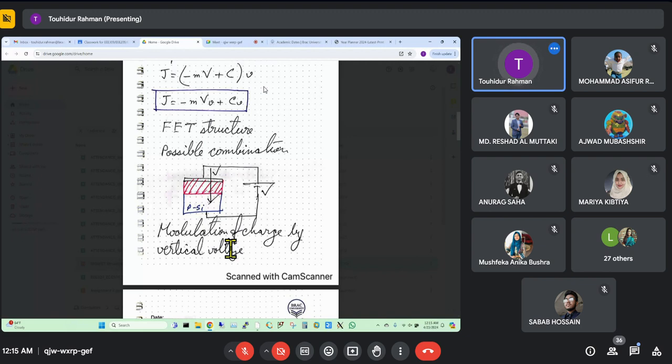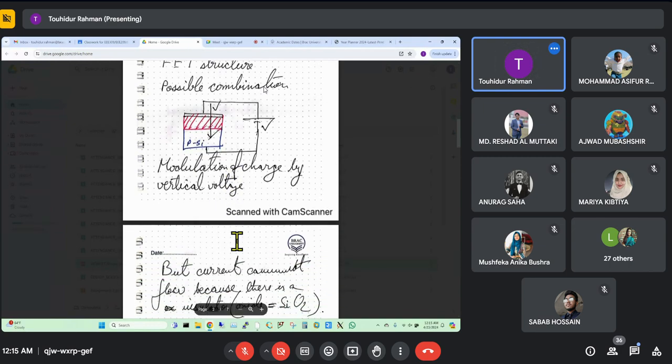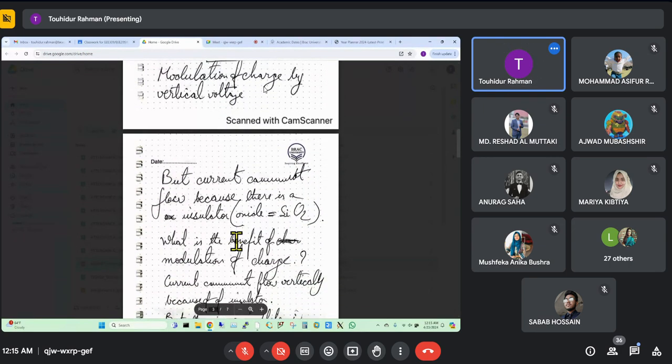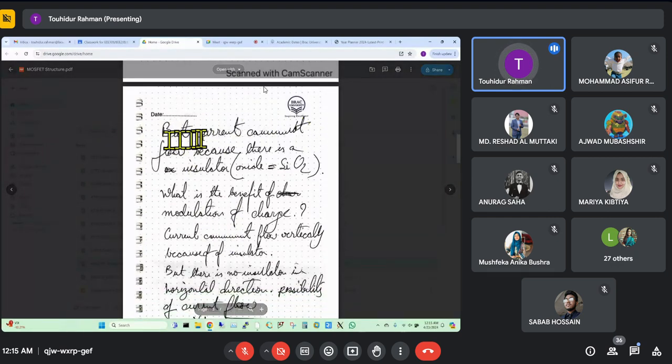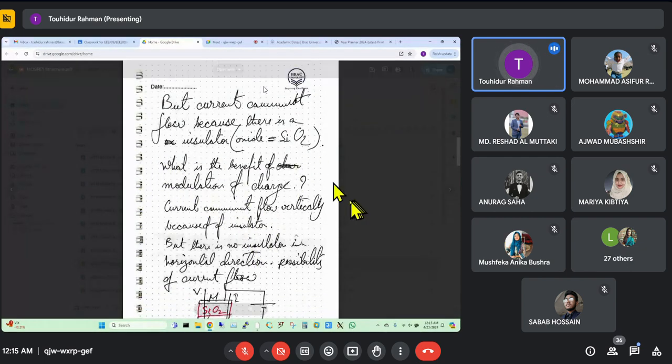So how can we use this property of modulation to flow current? Let's see. All right. I think I already discussed it, but current cannot flow because there is an insulator. So what is the benefit of this modulation?